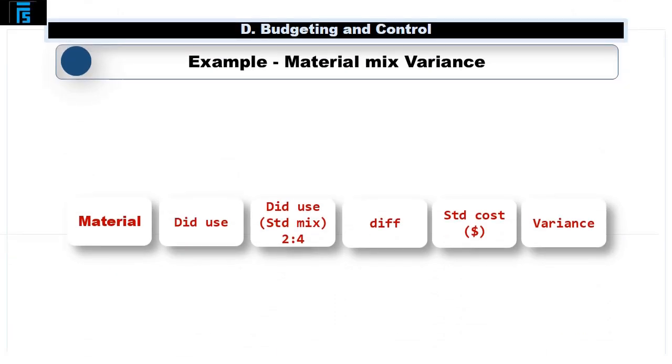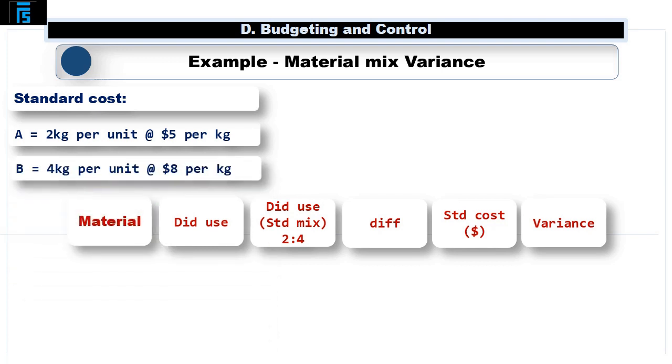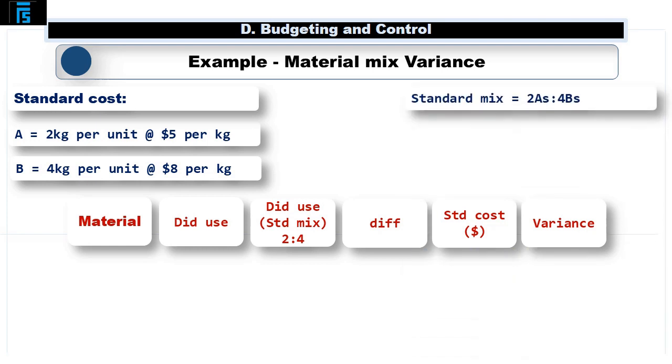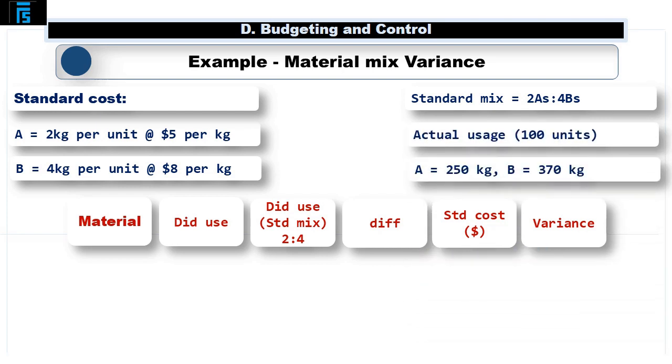A product is made using two materials, A and B. The standard cost card for the product shows that the standard mix is 2 kg of A costing $5 per kilogram and 4 kg of B costing $8 per kilogram. The standard mix is therefore 2 A's to 4 B's. During the month of November, 100 units of the product were made, using 250 kg of A and 370 kg of B. If we put this information into a table, we can calculate the mix variances for A and B, and therefore the overall material mix variance for making the 100 units of product.